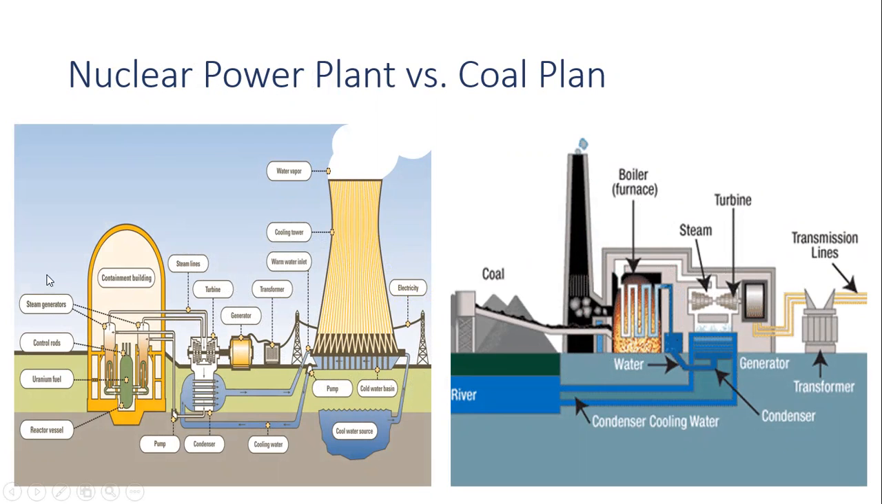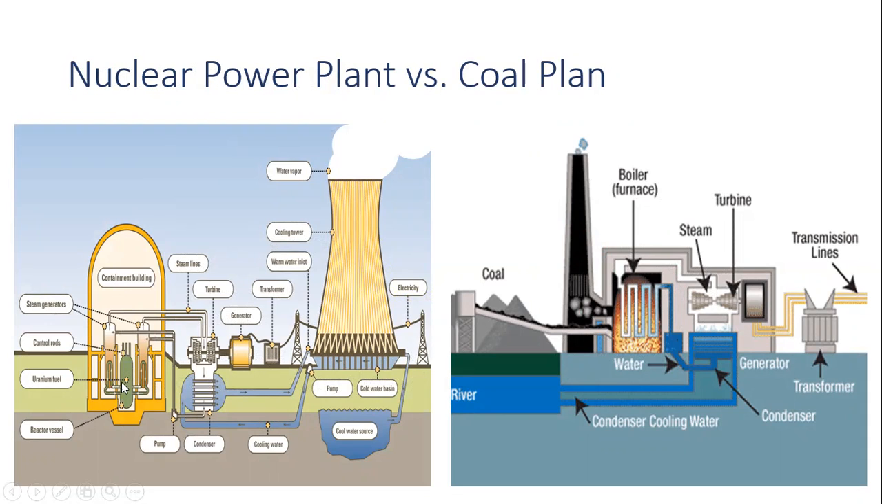This is the steam generators, and these are the control rods. By using these control rods, we control the operation of the reaction process. This is the uranium fuel and this is the reactor vessel. This green color is the reactor vessel.